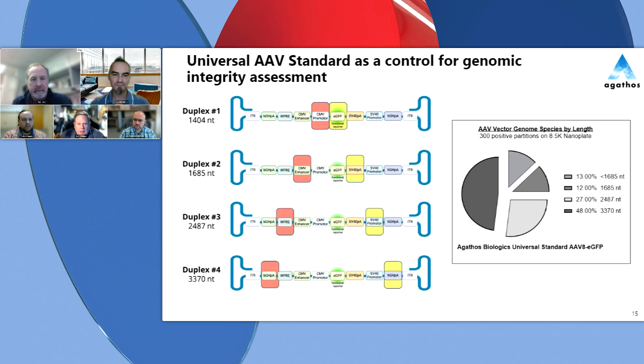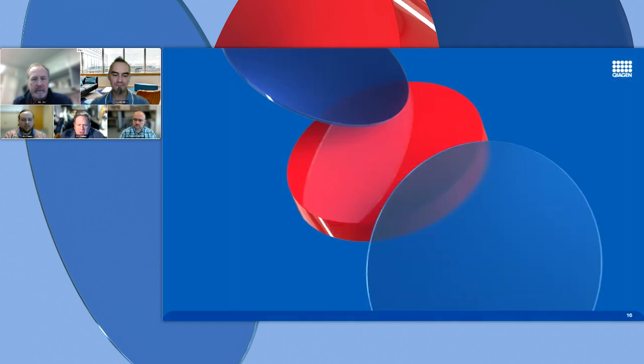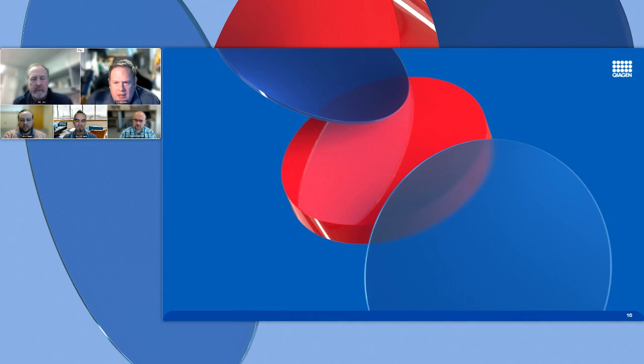Great. So one last thing I want to touch on here. We're talking about integrity, which is basically whether something is being properly packaged or how much is being packaged. But related to that is whether anything is being packaged or not. I know one of the metrics you're going to look at is the full to empty capsid ratio. So, Rob, how do you guys check for that?